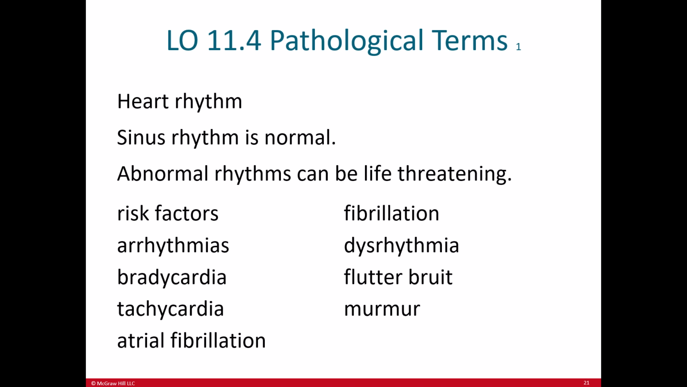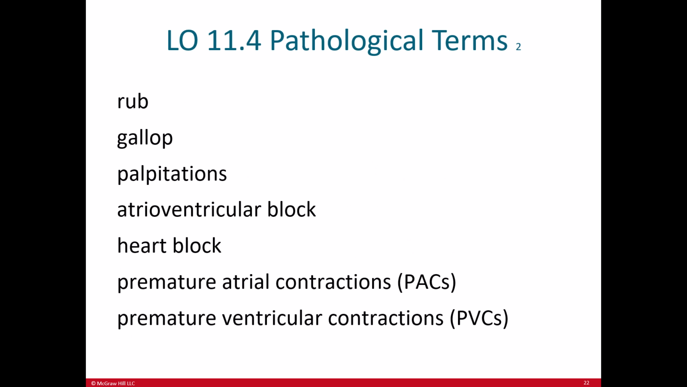Then we have atrial fibrillation, dysrhythmia. Remember, dys means bad or painful. Then flutter, bruit, and murmur. Rub, gallop. Palpitations. Palpitations can usually be felt by the patient. Arterioventricular block, heart block, premature atrial contractions known as PACs, and premature ventricular contractions known as PVCs.